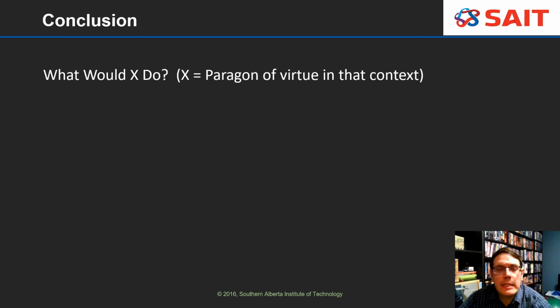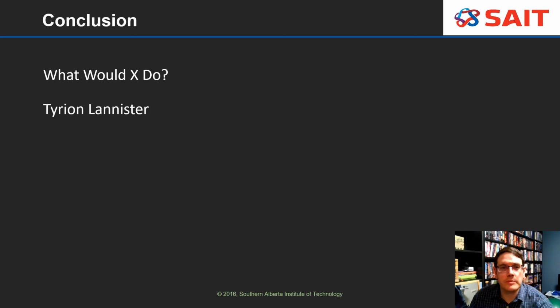To complete the analysis and to come up with a final answer as to what the virtuous thing to do in that situation would be, let's consider, what would X do? X can be any person who is a paragon of virtue for that situation. Someone who's a very good example of good character traits in that type of situation. What would they do in that situation?